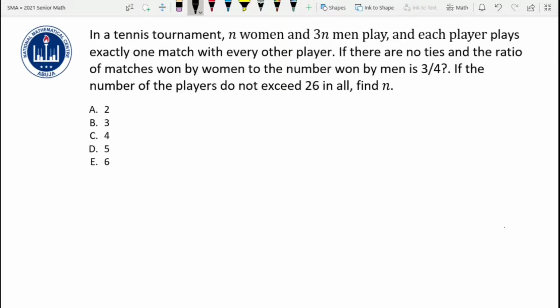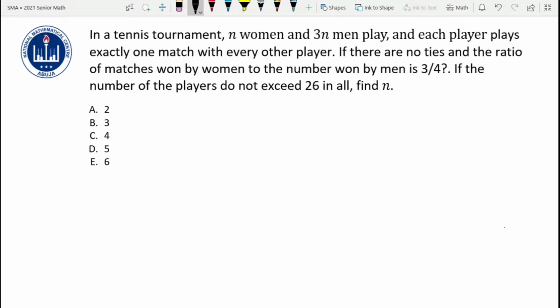In this video, we're going to be solving question 43 from 2021 Senior Maths Olympiad first round. The question goes like this. In a tennis tournament, n women and 3n men play, and each player plays exactly one match with every other player. If there are no ties and the ratio of matches won by women to the number won by men is 3/4, and the number of players do not exceed 26 in all, find n.